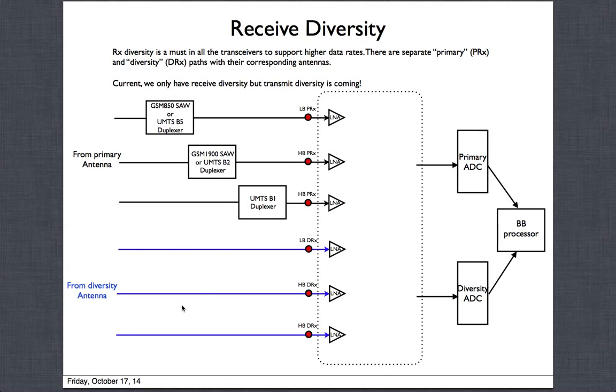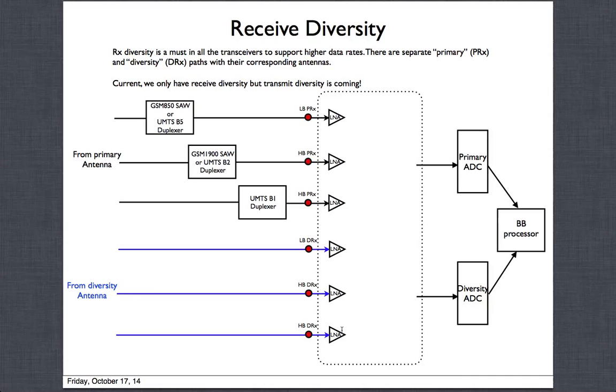They could just come straight from the diversity antenna through switches. Whatever switching is there for primary will have the same kind of switching for diversity. And these paths mostly have a more relaxed spec compared to the primary. The primary paths could see much stronger jammers and much stronger transmit power compared to the diversity, since it's a separate antenna. Even if the primary antenna is getting the transmit power, there is enough isolation from the primary antenna to the diversity antenna that we don't have to worry about a very strong transmit signal coming in here and drowning us.